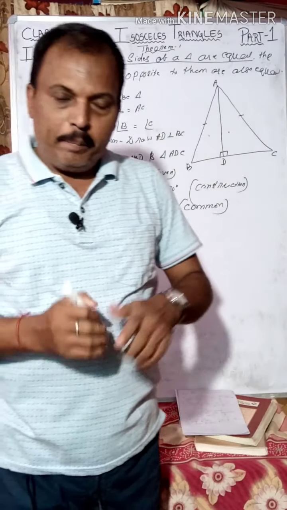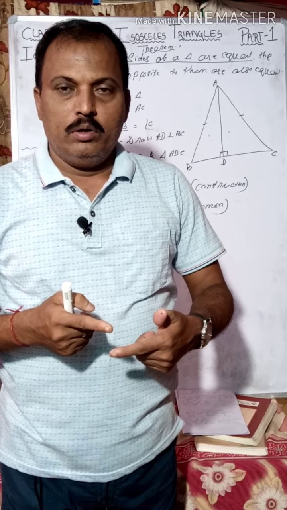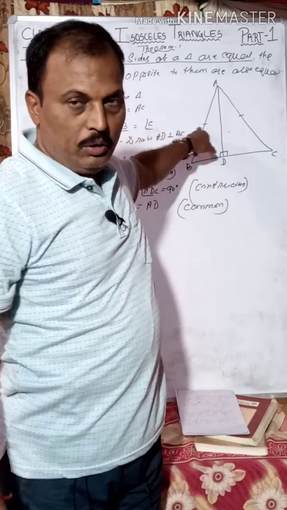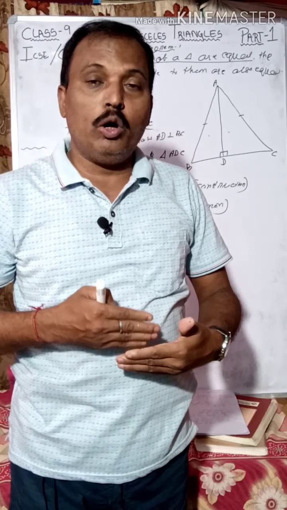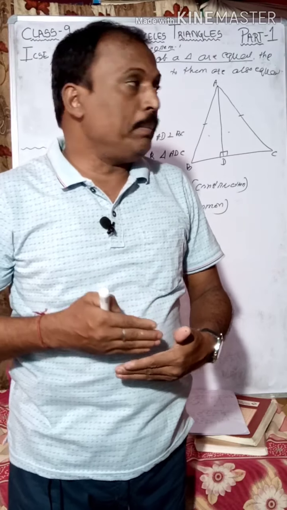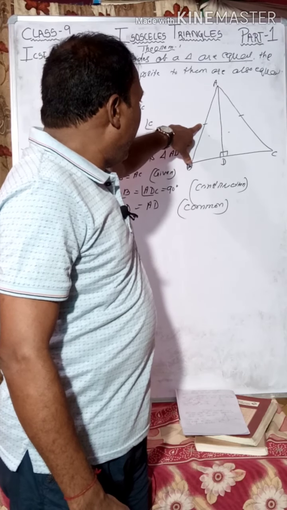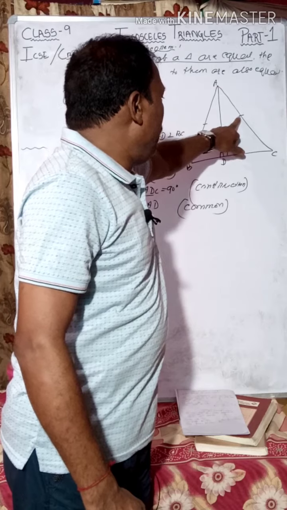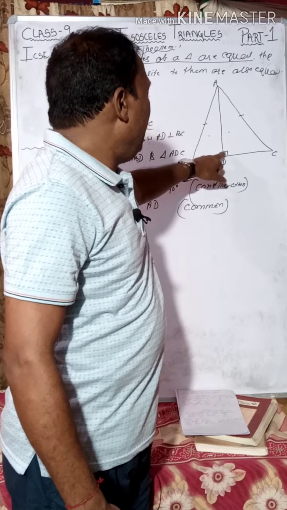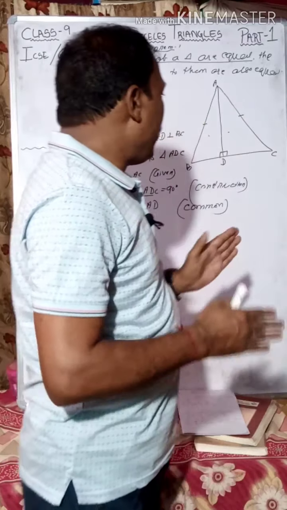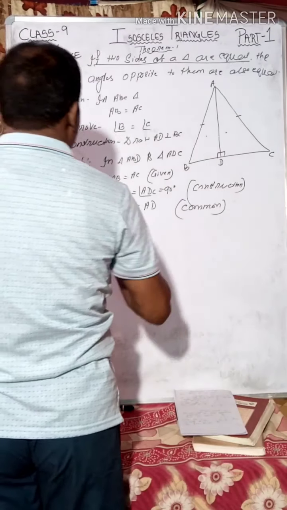The side opposite to the 90 degree angle, or right angle, is the hypotenuse. We already discussed many examples and many theorems. So AB is the hypotenuse, this is the right angle, and this is the side. So the two triangles are congruent.